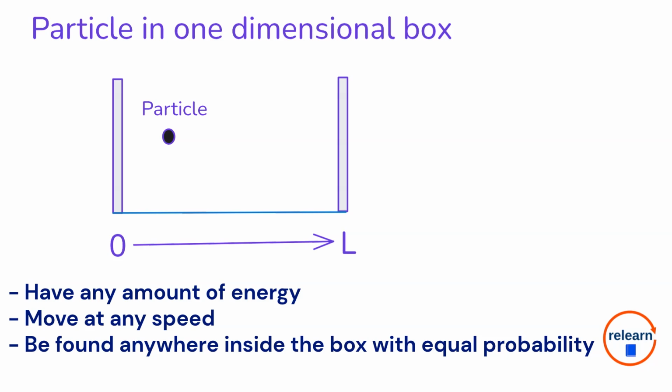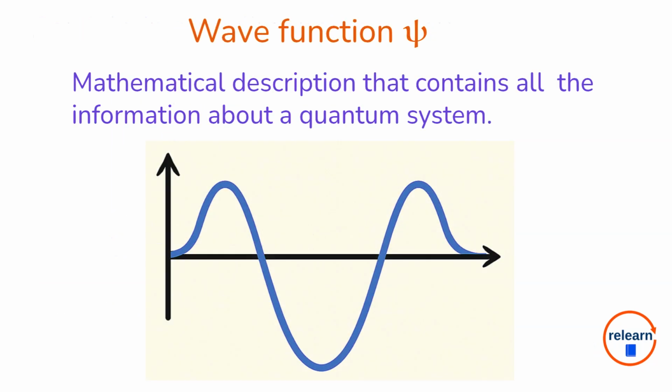To understand this, we need to dive into the mathematics that governs quantum systems. You can skip the math part if you feel uncomfortable. The heart of quantum mechanics is the wave function, usually written as psi, the Greek letter psi. The wave function is a mathematical description that contains all the information about a quantum system. Think of it as nature's way of keeping track of every possible state the particle could be in.